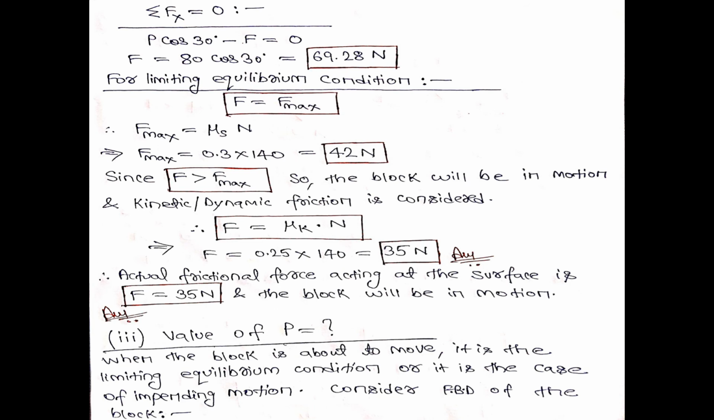This is the second part of the problem. That means when you apply a force P of 80 Newton, then the body will be in motion. During the motion condition, the frictional force acting at the point of contact of the body will be 35 Newton. Any doubt in the second part of the problem?